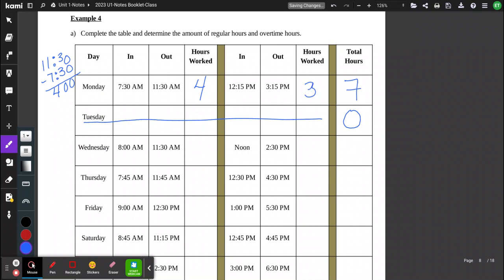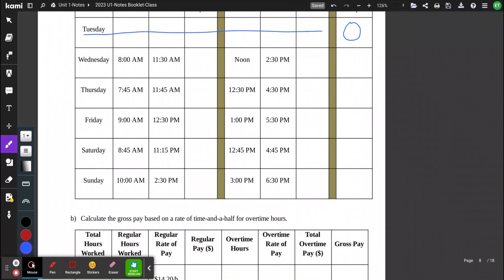Now we're going to Wednesday. Wednesday, we're going to subtract 11:30 minus 8 o'clock. That's going to give us 3.5 hours. Your hours must be in decimal form. Okay, to calculate money, hours must be in decimal form. So you can't say 3 hours, 30 minutes. You'd have to tell me 3.5 hours.